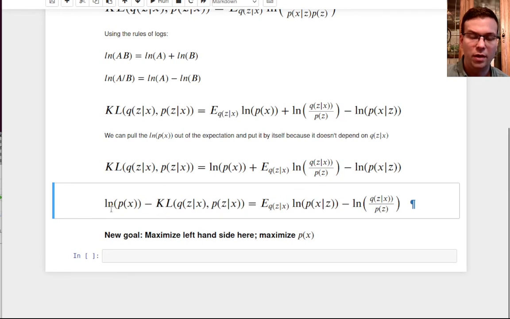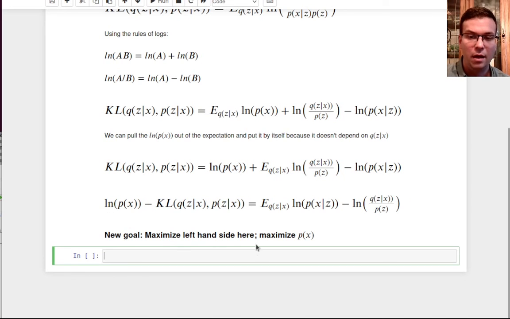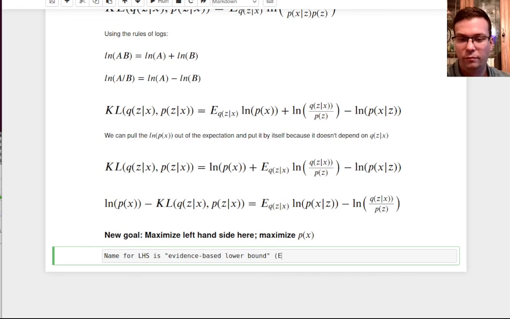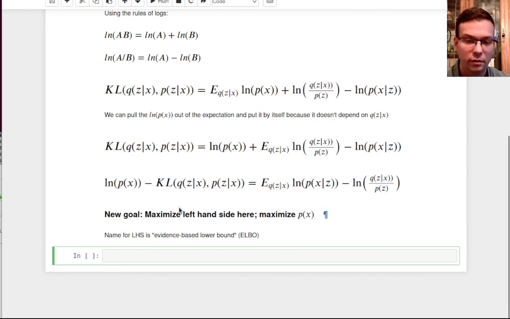And so I could say, okay, I want to maximize the left-hand side. It's really equivalent to minimizing this Kullback-Leibler divergence, because that's actually something I have control over with this Q of z given x. So that's another way to look at what's going on. Now this is called the evidence-based lower bound. So the name for the left-hand side here is the evidence-based lower bound, which we call ELBO so that we can be fun with this.